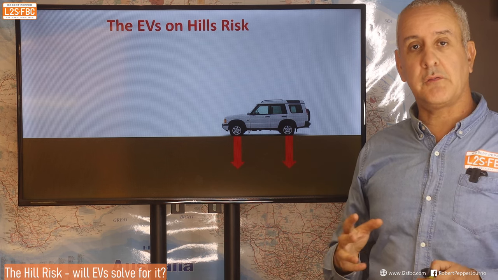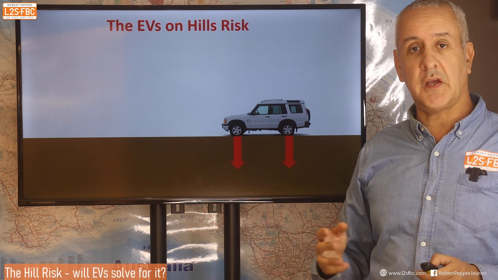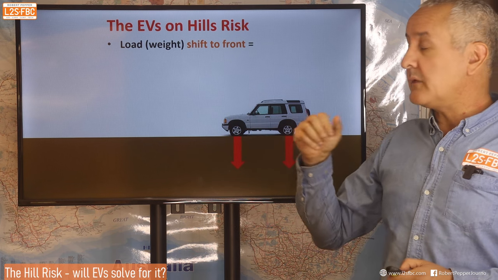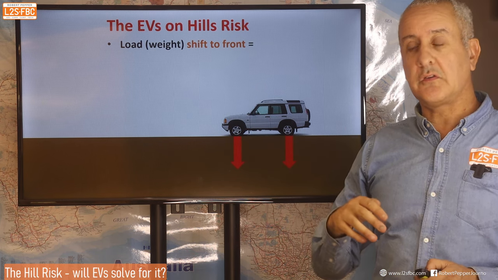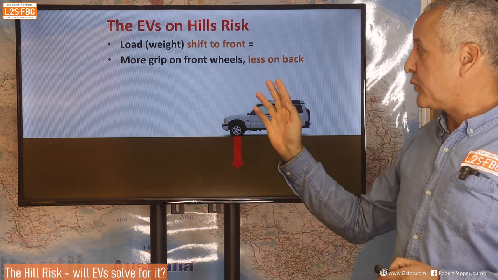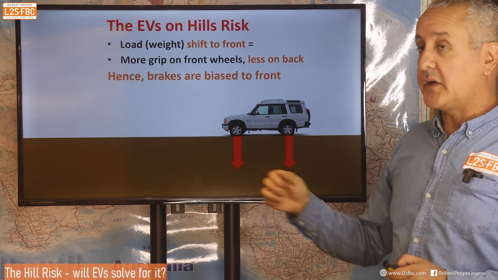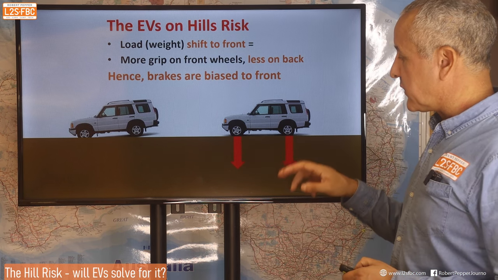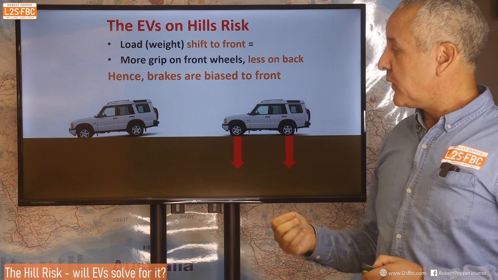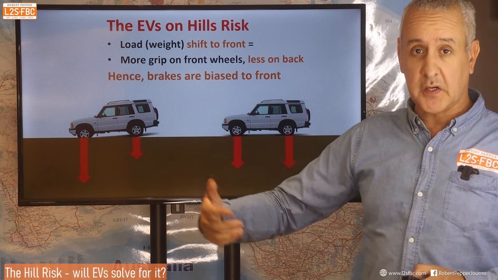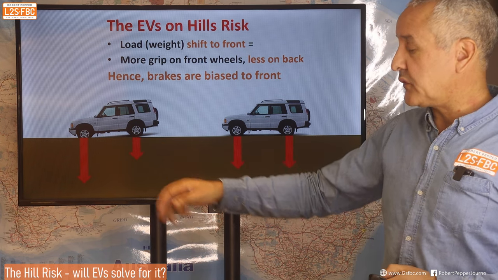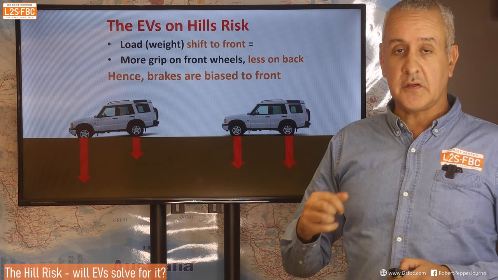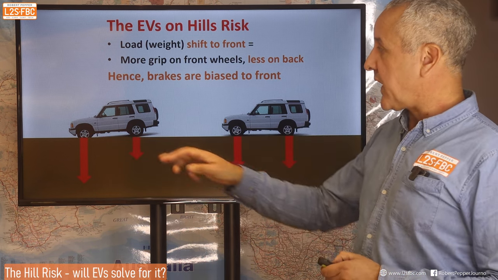Now I want to talk about a significant risk with all vehicles, and also with EVs, on hills in an off-road situation, and it's this. When a vehicle brakes, we get a load shift to the front, and therefore we get more grip on the front wheels, less on the back, and that's why the brakes are biased to the front. We can demonstrate that here. With this car, we've got equal weight on all the wheels. When it brakes, we get a load transfer. You can think of it as a weight transfer to the front and off the rear, and that means we've got more grip on the front axle, less on the rear axle, and therefore the brakes are designed to do more braking force to the front than to the rear.